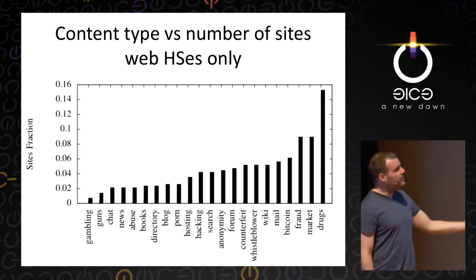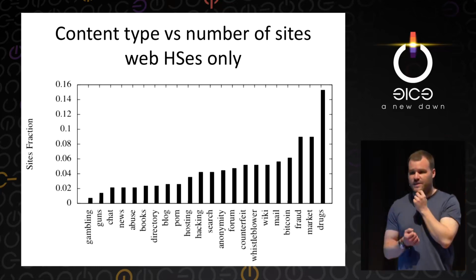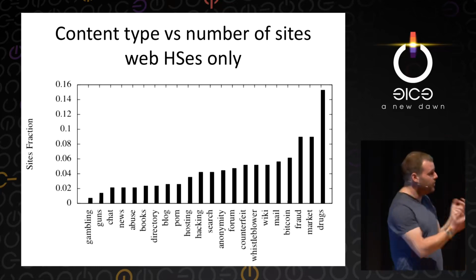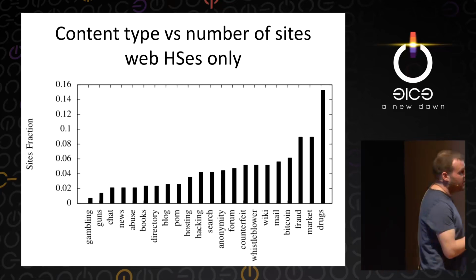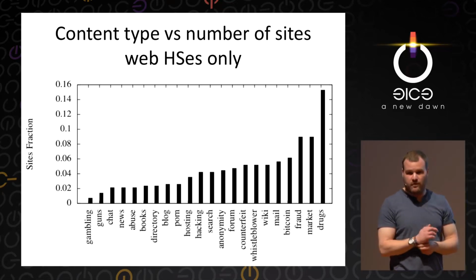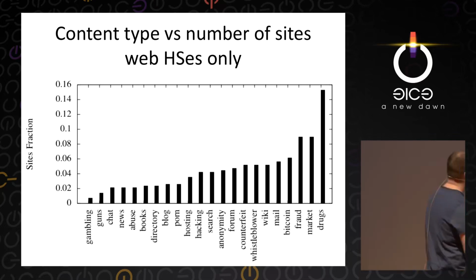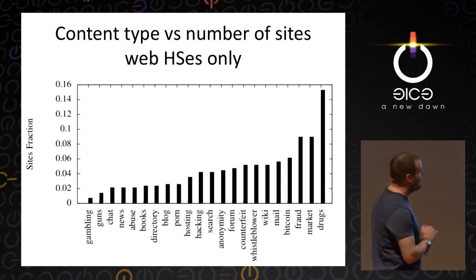along the bottom. And then the graph shows the percentage of hidden services that we crawled that fit into each of these categories. So for example, looking at this, drugs, the most number of sites that we crawled were made up of drugs-focused websites, followed by marketplaces, and so on and so forth. There's a couple of questions you might have here. So which ones are going to stick out?